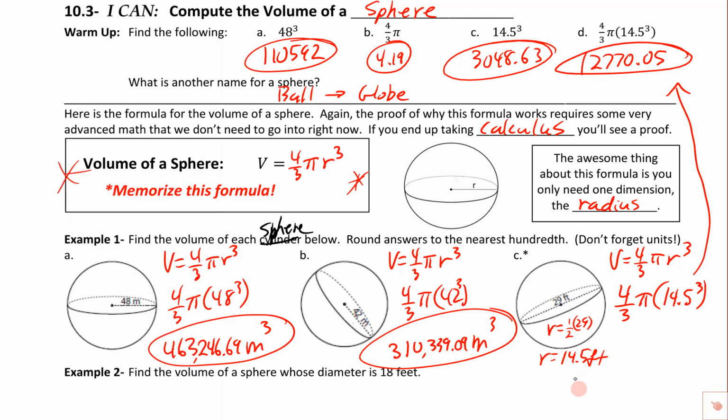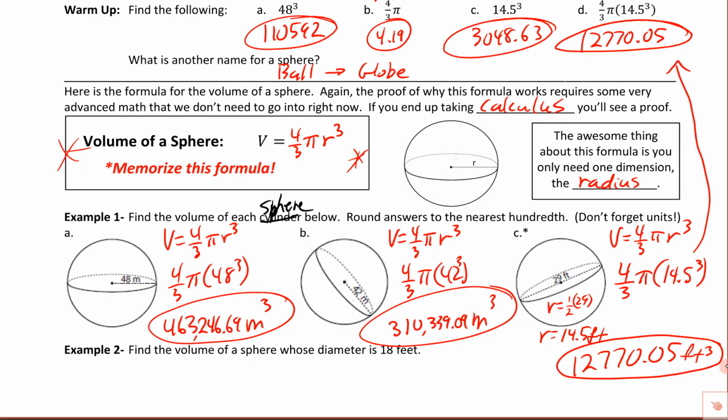So we get 12770.05, and again, if I circled that and didn't put the units on there, I'm going to lose some points. So remember, this is in feet, so this would be cubic feet. So there's our answer. Now let's take a look at this one right here.